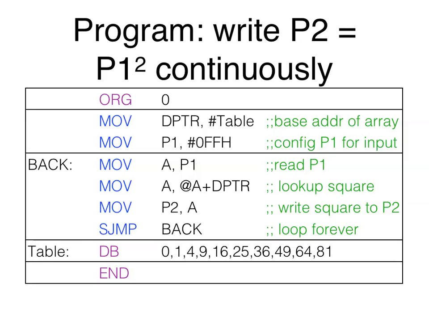And then you can do something like this. If you want it in a loop, you can basically keep loading some number from P1, square it, and then output it on another port, P2, and then keep looping. Okay, so that's just a simple little example.